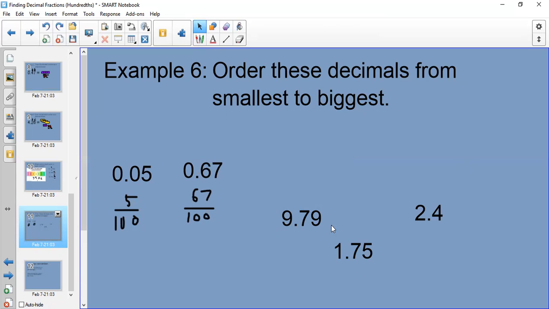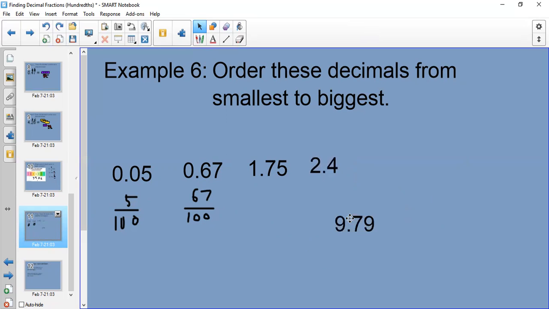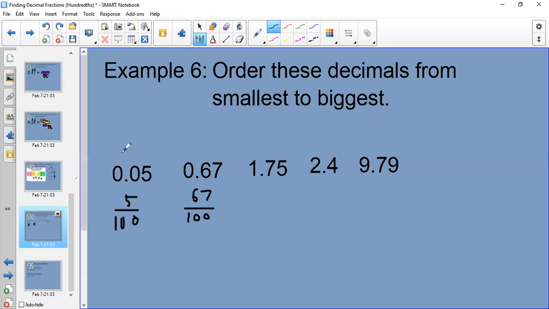Now I can look at my other 3 digits. My ones column here, I've got a 1 in this one, a 2 in this ones column, and a 9 in this ones column. And I know that 1 is smaller than 2 and smaller than 9. So 1.75 has to come next in my list. Now 9 is bigger than 2, so 2 has to then come next. Okay, and 9.79 is the biggest decimal in this little list. I hope that makes sense. You just need to make sure you're looking at the place value of each number and figure out which one is the smallest and which one is the biggest, okay?